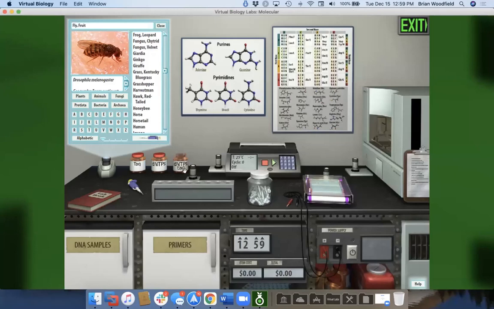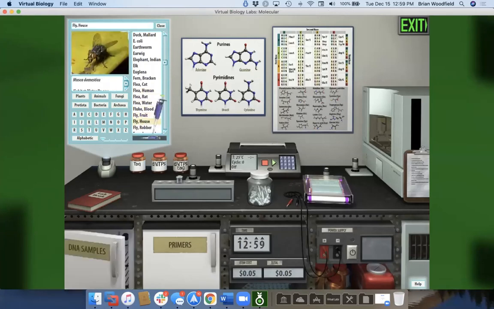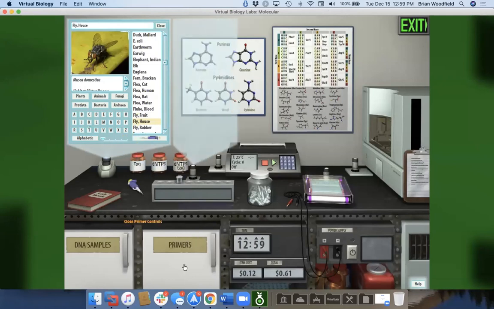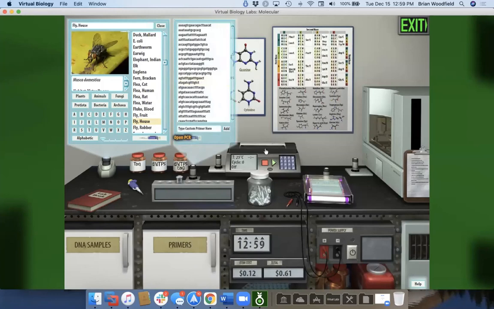So what they can do, take Eppendorf tubes. You could label it Eppendorf tube. So here's like housefly. You can take that. And then you can take a pipette, go add some DNA, go add your nucleotides, go add your Taq. And then you can come over here and pick your primers, add your primers. Then you can run it through your PCR.